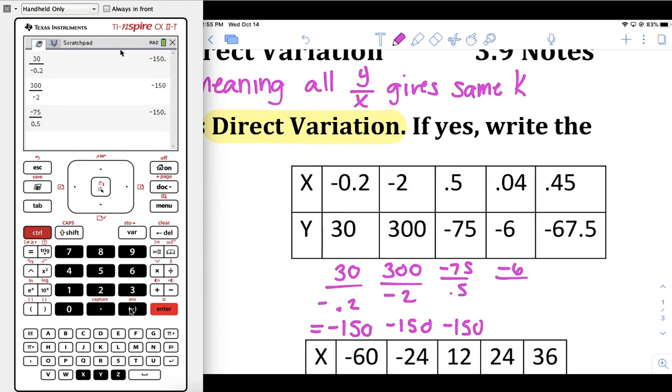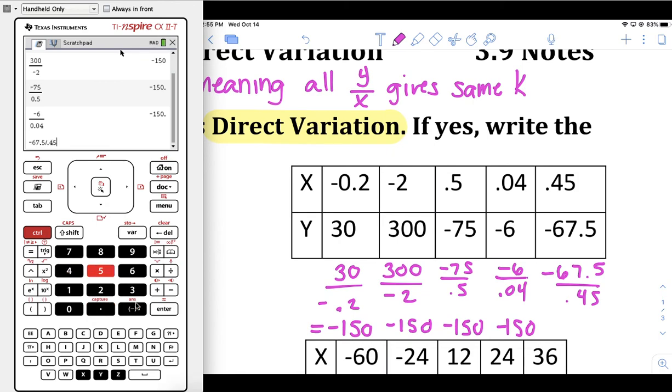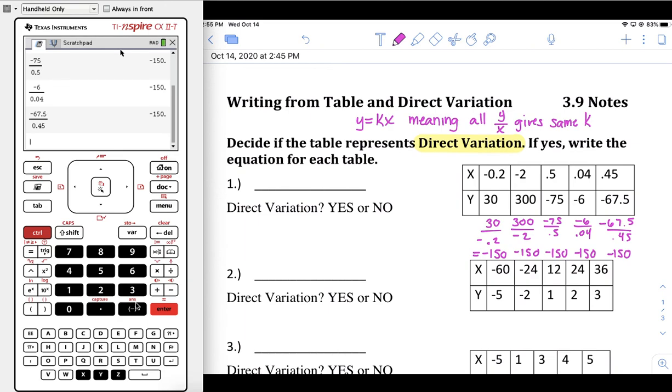Negative 6 divided by 0.04. All right, it's looking like a win so far. We hope this last one works. We're going to do negative 67.5 divided by 0.45. And because that one came out to be negative 150 also, that means yes, we do have direct variation. I would always encourage you to check for direct variation first. And if that doesn't work, then we'll talk about how to find the other option for an equation, okay?